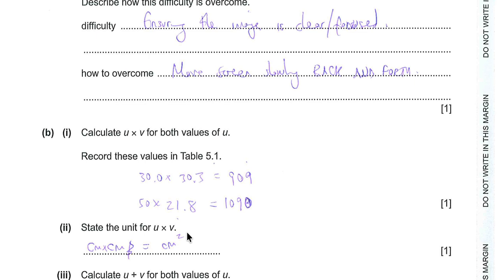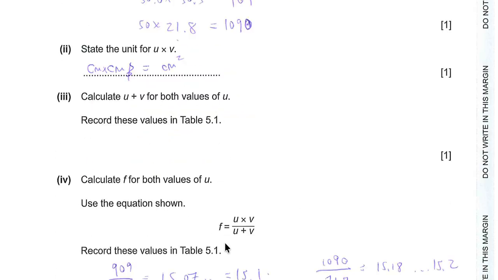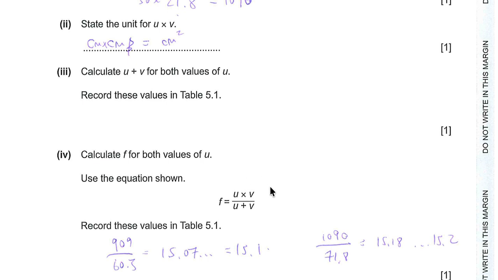We're then calculating u plus v, recording them in a table. I didn't even write them down here. I think I just got a bit annoyed. And then finally had to calculate my values of u times v over u plus v. Interesting there. We've got very similar answers. This should be the same because what you're calculating here is the focal length.